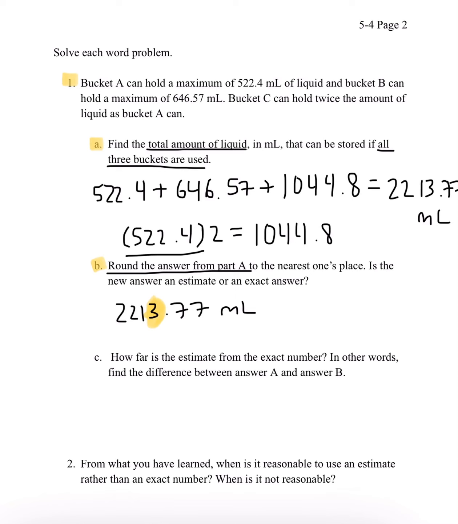So if we look at the 3, if we're going to round, we have to look at the back number. So it's a 7. So that means the 3 is going to be turning into a 4 if we round it. So the new answer is going to be 2,214.00. We don't need the extra zeros, but we'll just add it, milliliters. And I said if it's rounding, it's always going to be an estimate. So our answer is an estimate answer.